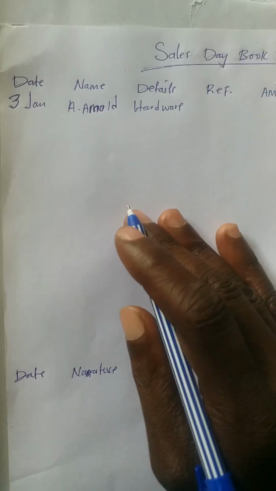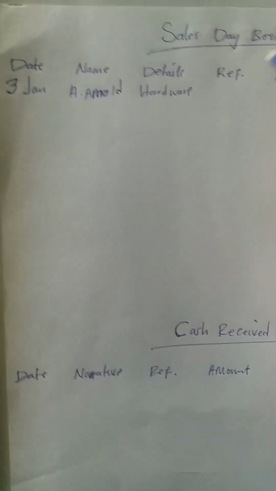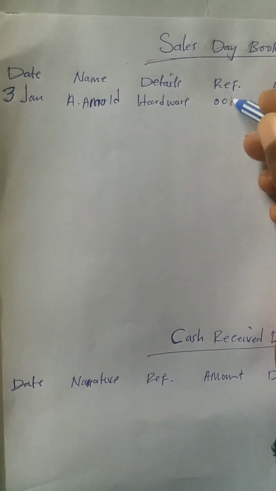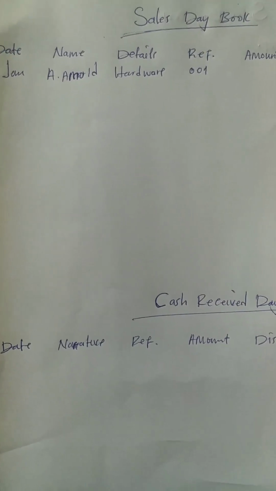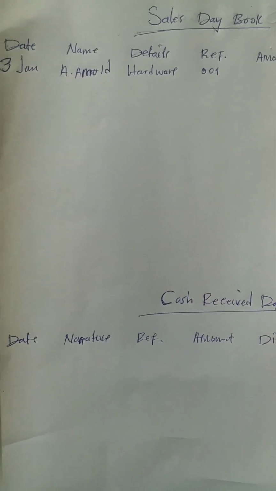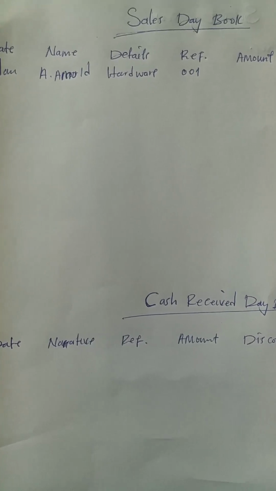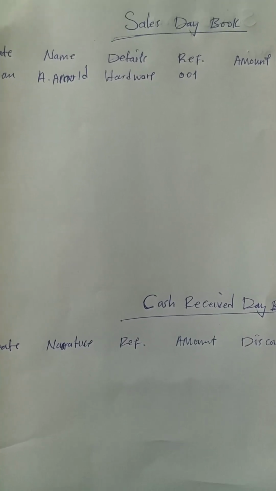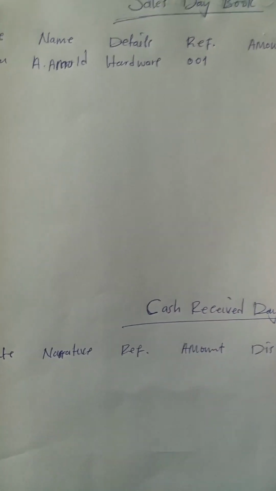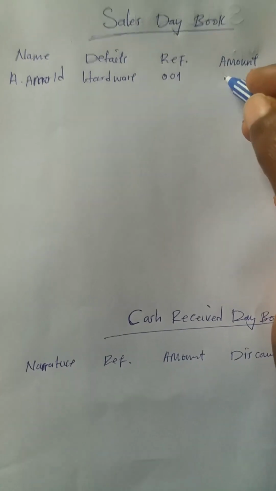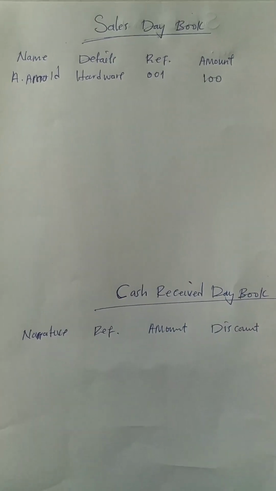That's the detail we put, and then the reference, maybe the invoice number. I don't know how you will be putting your references, because every source document has a reference number, so that's the reference number that you put. Then the amount: we invoiced this client 100 kwacha. Just record it like that.